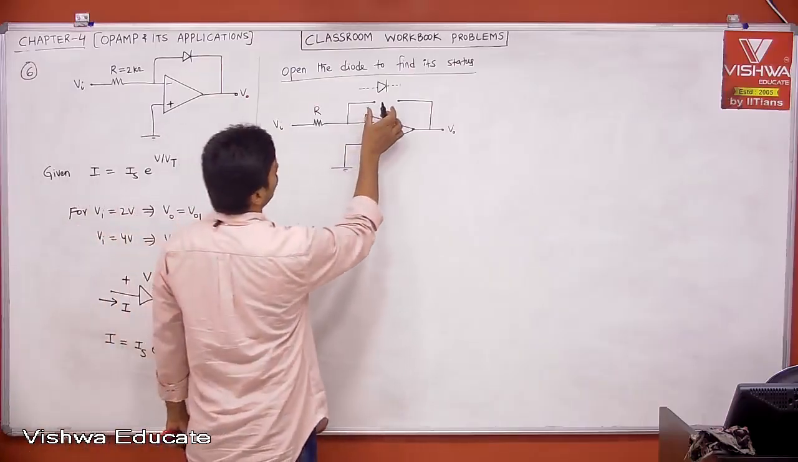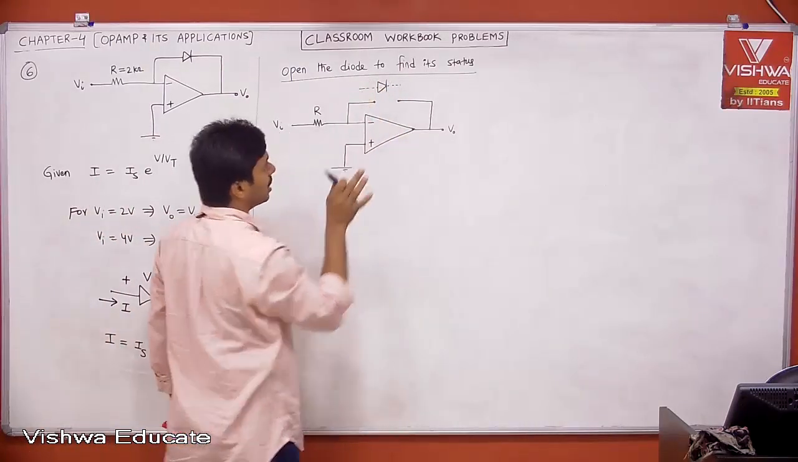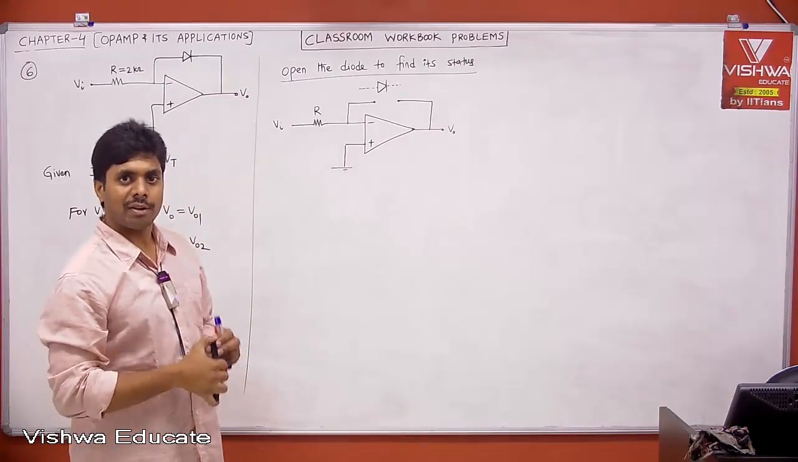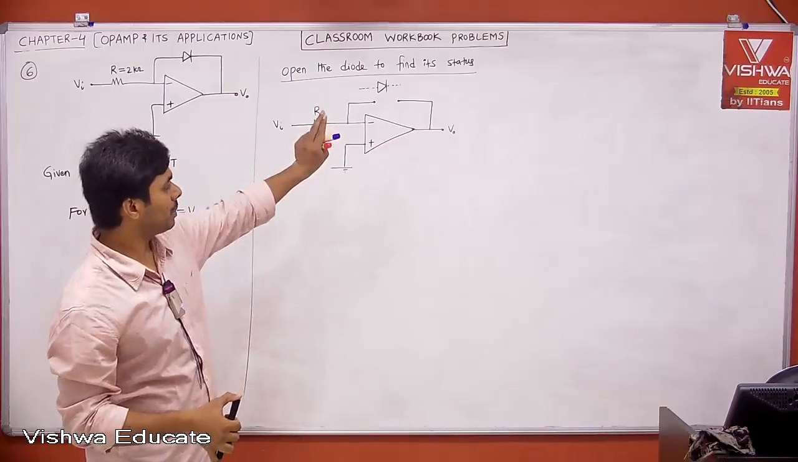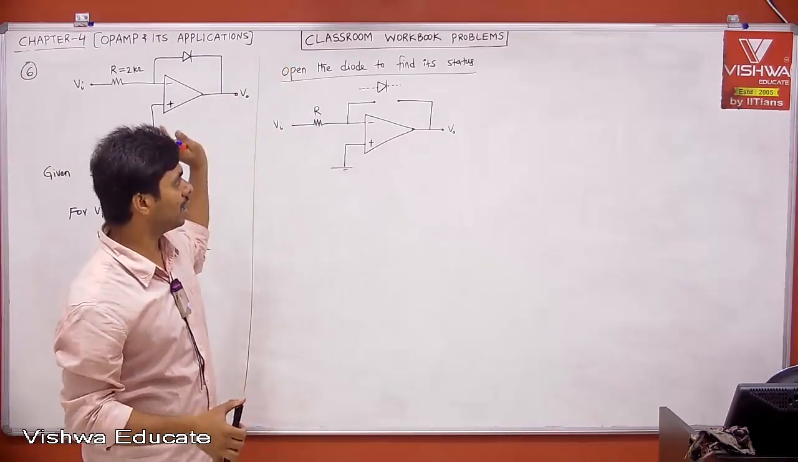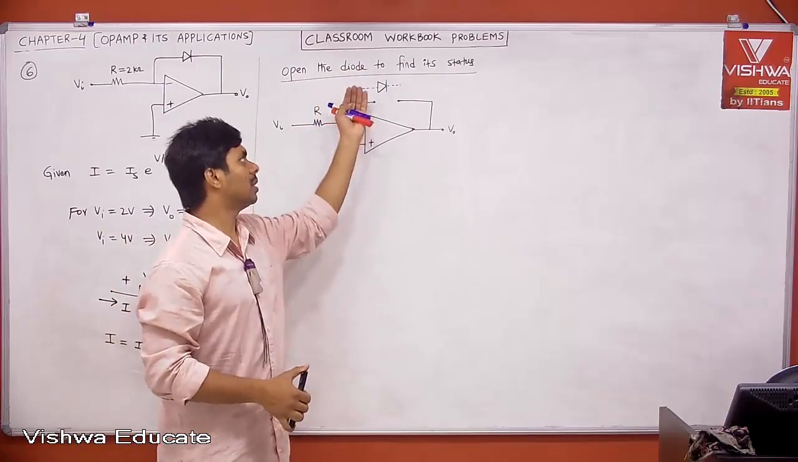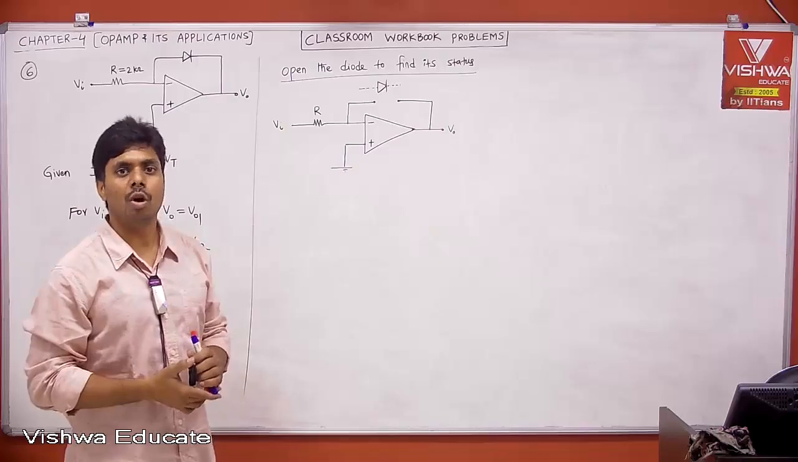Whatever voltage you see across open terminals, based on that we can say whether diode is in forward bias or reverse bias. The technique to find the status of diode is to open the diode and find the voltage across open terminals. Then if the voltage across open terminals is greater than 0, let us say for ideal scenario, forward bias, then only diode will be conducting. Less than 0 or negative, reverse bias, diode will not be conducting, open circuit.